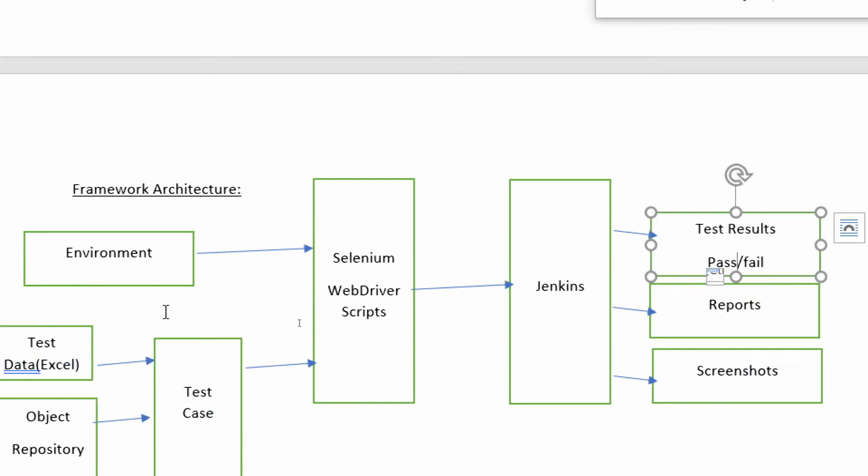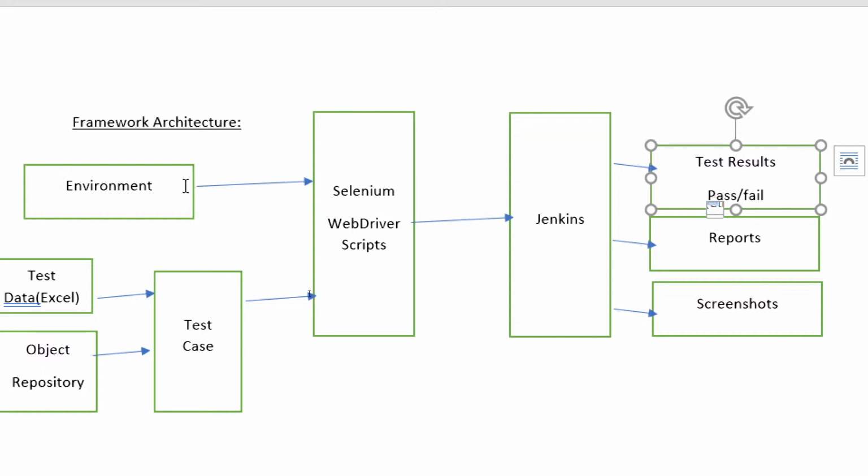Once again, the execution of the scripts starts based upon the Selenium WebDriver scripts, and it takes the URL from the environment folder, where the environment folder contains all the URLs, usernames and passwords, and test cases from the test cases folder as an input to the Selenium WebDriver scripts. The test cases folder stores all the test cases, which take the test data from the test data folder, in the format of Excel files or Word files or .txt files, or the object repository.